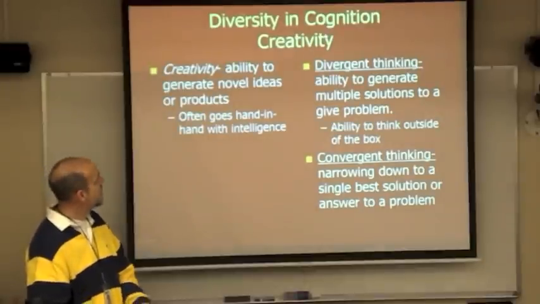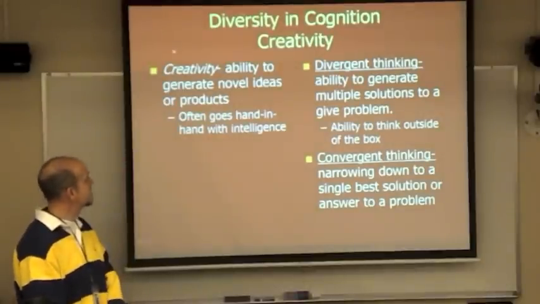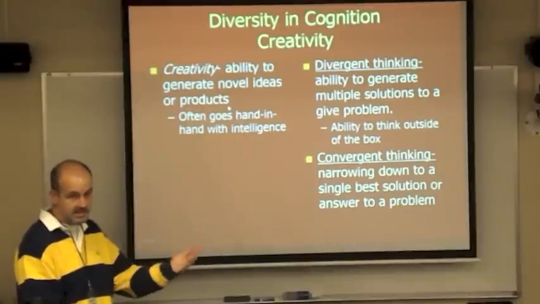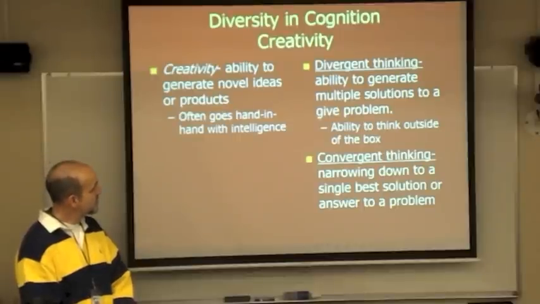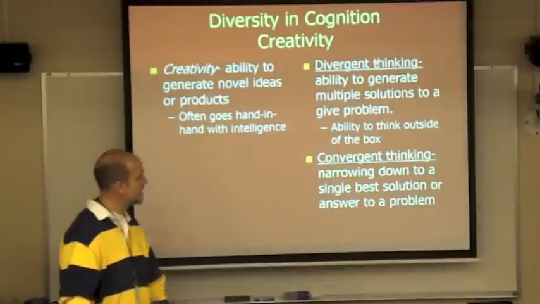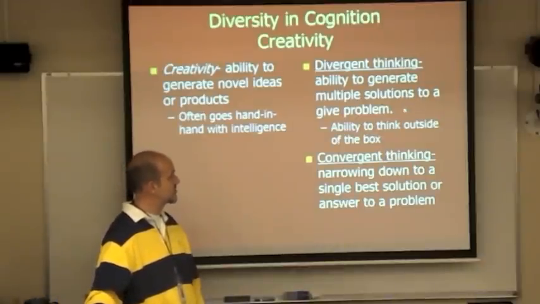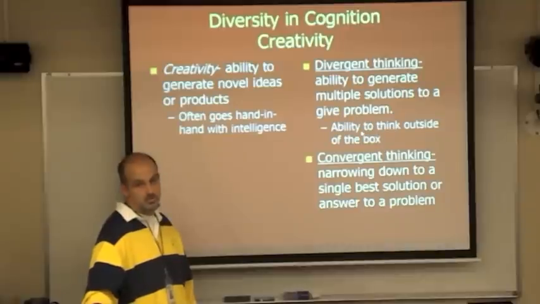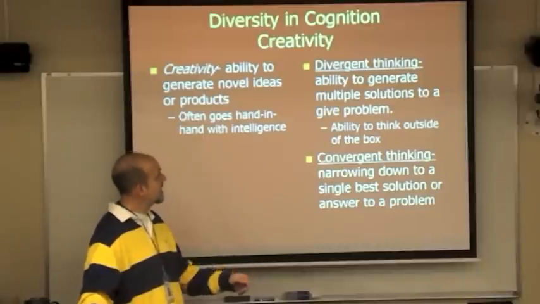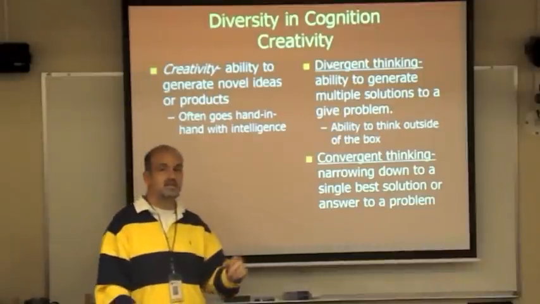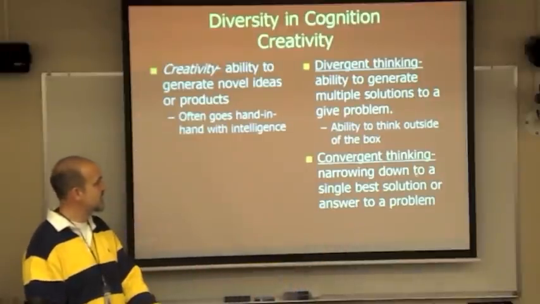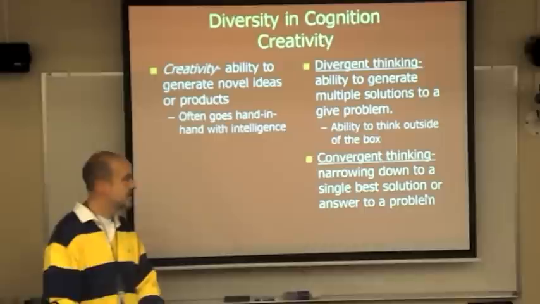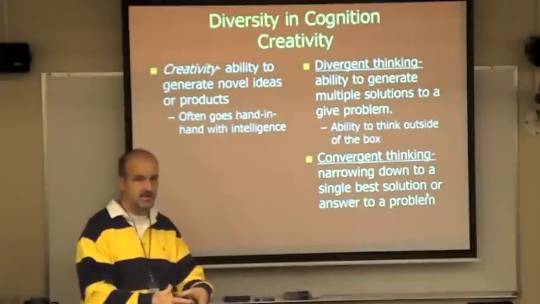Now, in terms of diversity in cognition and creativity, creativity is the ability to generate novel ideas. Think outside the box, as Robert Sternberg talked about in his triarchic theory of intelligence. Now, two examples of creativity are divergent and convergent thinking. Divergent thinking is the ability to generate multiple ideas or solutions to a given problem. Okay, and this is your prime example of the ability to think outside the box. I always say a good way to remember divergent is DI for discover, discovering new ideas. Okay? Convergent is narrowing down to a single best solution or answer to a problem. So convergent, again, to converge on something is to come together on something.